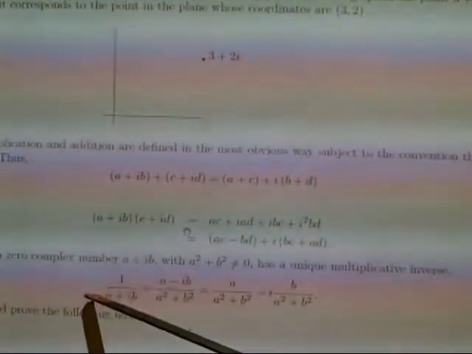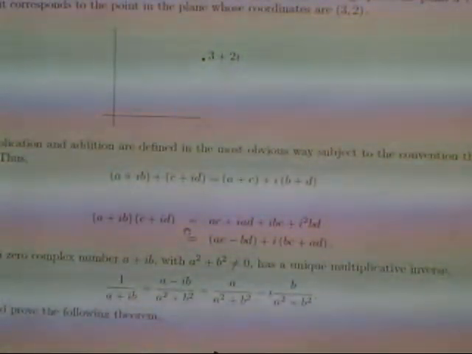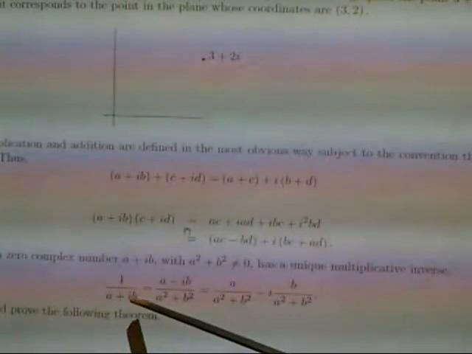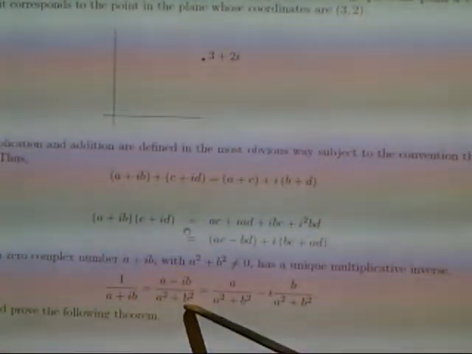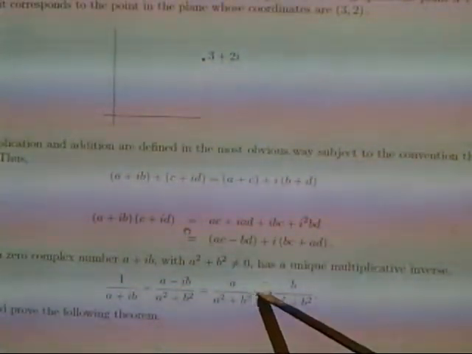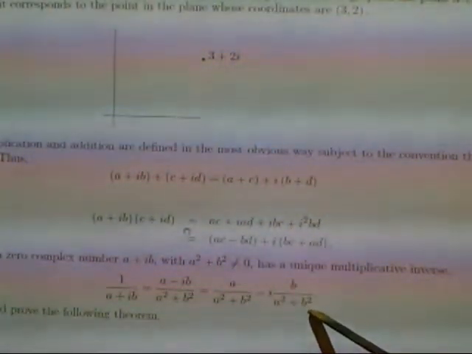And similarly, if you see 1 divided by a plus ib, both the numerator and denominator are multiplied by a minus ib. Therefore, it is a minus ib over a squared plus b squared, so a over a squared plus b squared minus i multiplied by b over a squared plus b squared.